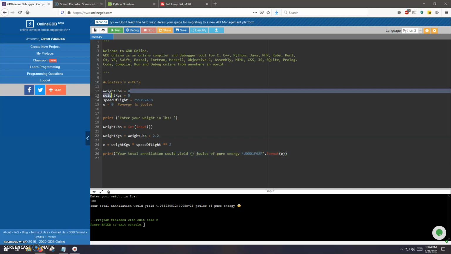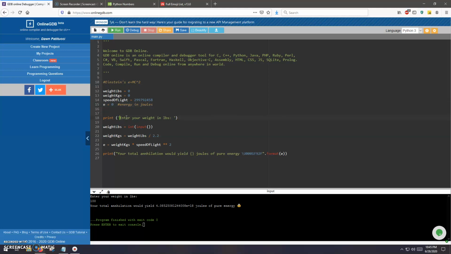So we have weight in pounds, weight in kilograms, setting those to nice clean zeros. The speed of light, which I looked up online, and it's this number of meters per second. So I just hard-coded that into the program. That's a constant. And then E to hold the energy that we calculate in our formula. So we'll just use E for that. That would reflect the energy in joules.